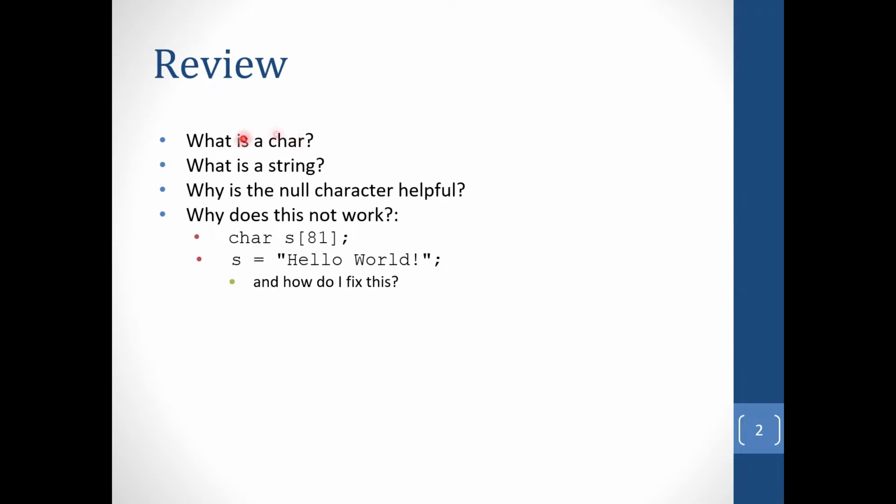Quick review. What's the difference between a char and a string? Remember that a char is just one individual character, and a string is a bunch of characters together inside of an array. Why do we use the null character? The null character tells our print or our puts where the end of the string actually is. So when we go to print it to the standard output window or to a file, we know where to stop printing at. And lastly, because this is a really common error when you start learning about strings and you do string assignment for the first time, why when I write something like this will it not work?